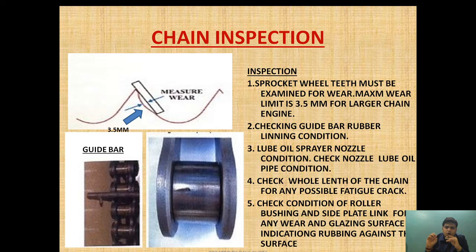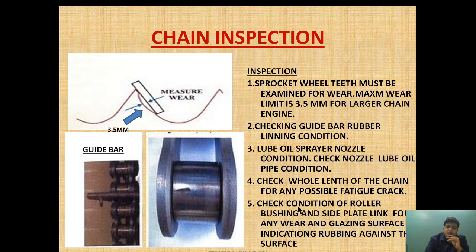After that, we will also examine visually the outside condition of the lube pipes and lube nozzles for any deformation. And after that, we will check the whole length of the chain for any possible fatigue crack. Sometimes cracks occur because of fatigue. As you know, it is subjected to cyclic stress of continuous tensioning and loosening, and therefore it needs to be checked for a fatigue crack.